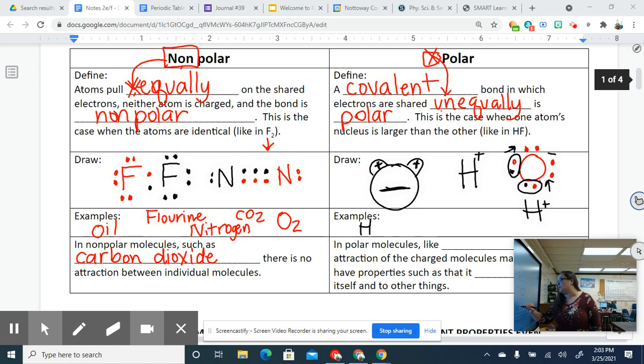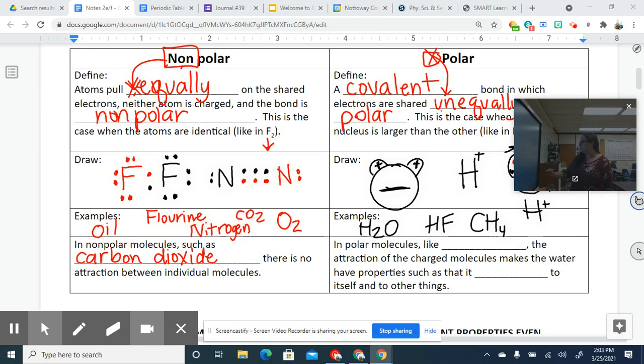So examples, of course, would be water, like we said earlier, hydrogen fluoride, methane, because that carbon is pulling really hard on the shared electrons and the hydrogens aren't pulling very hard. I've got to move myself here. In polar molecules like water, the attraction of the charged molecules makes the water have properties such that it attaches. What's the word I want? Sticks. It's sticky. Sticks to itself and other things.